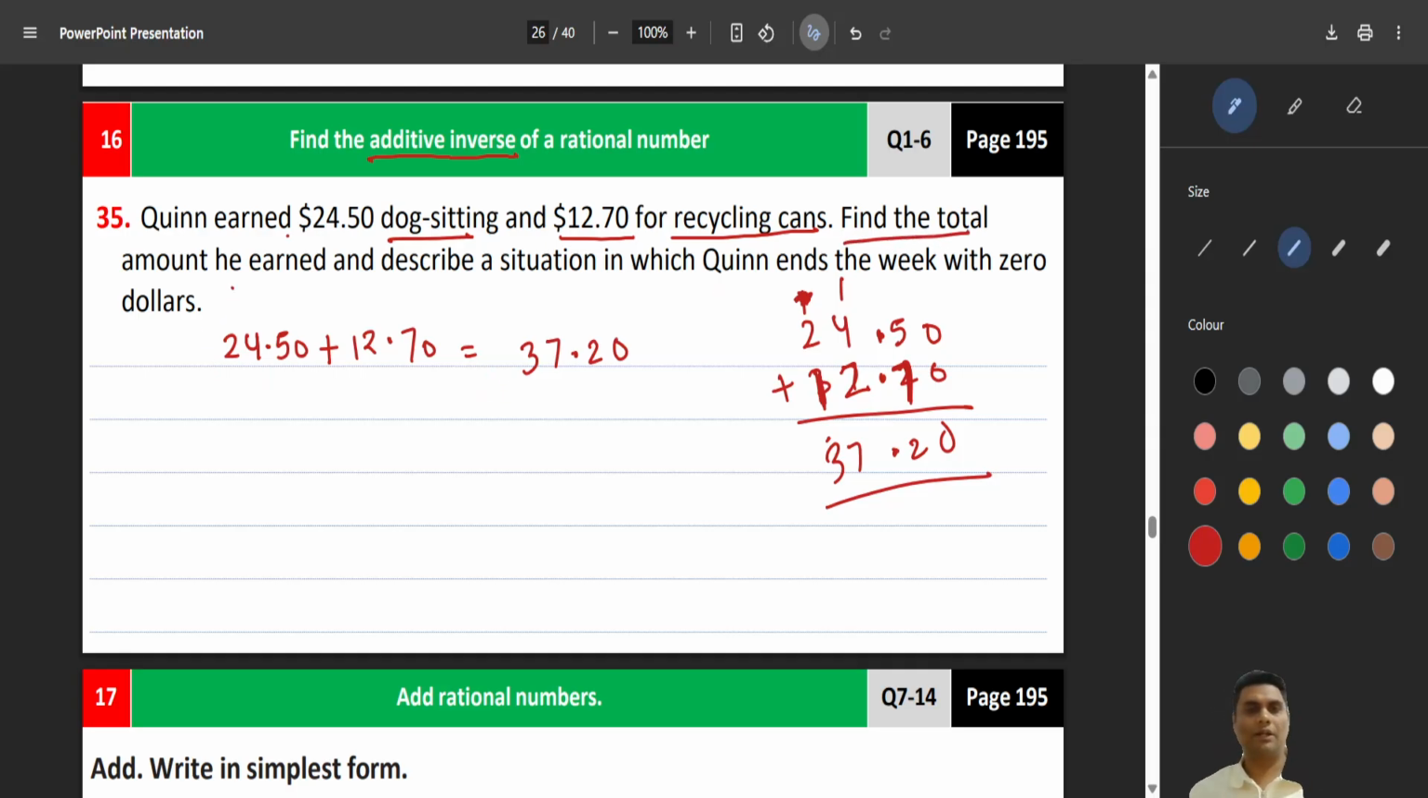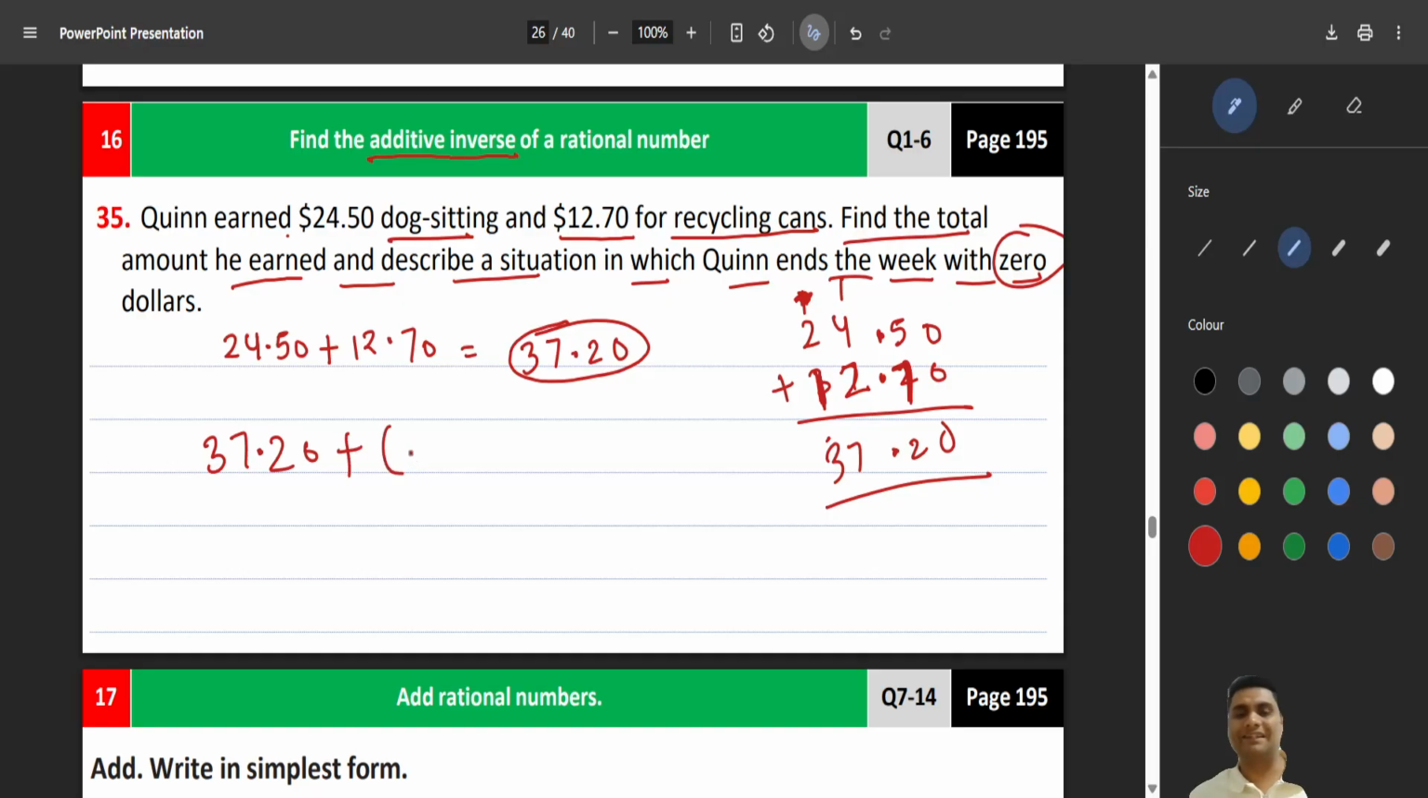Find the total amount he earned and describe a situation in which Quinn ends the week with $0. So the first question was how much did she earn? She earned $37.20. Now he wants us to explain a situation in which she will end with $0. So to make this money 0, what will I do? I will just combine and add it with its additive inverse. What will be the additive inverse of 37.20? Minus 37.20. Yani minus 37.20, she will have to spend all the money to make it 0, right?